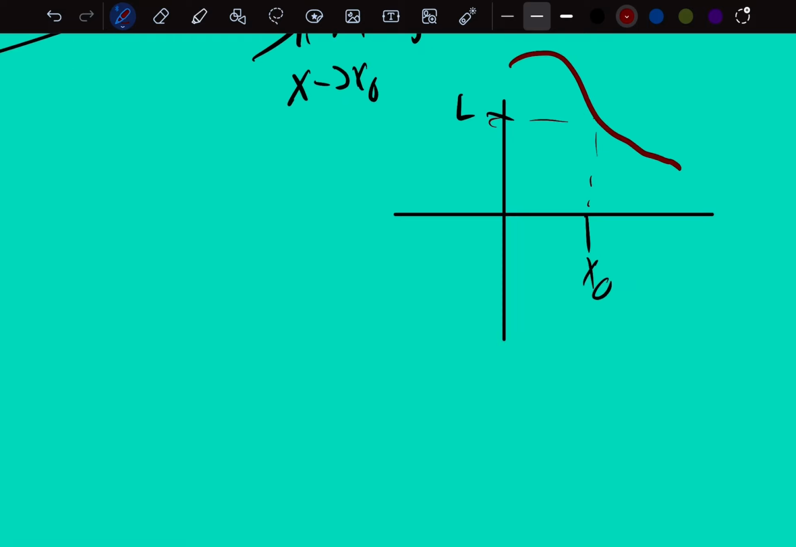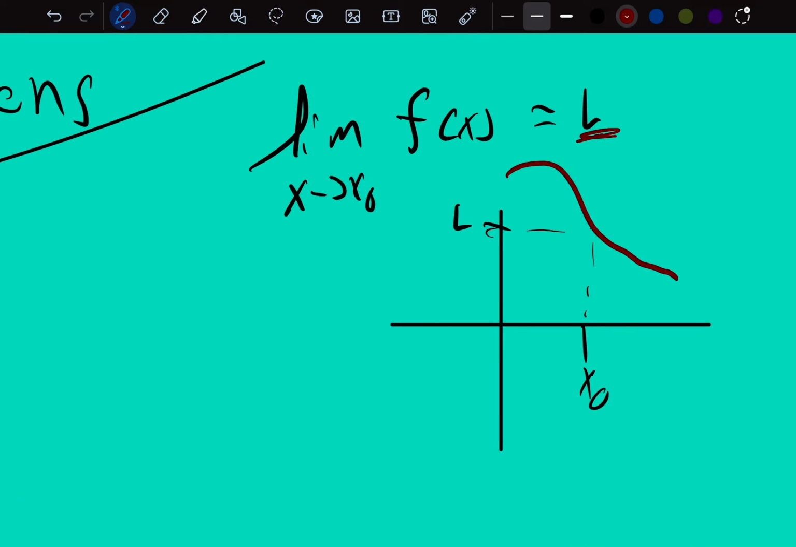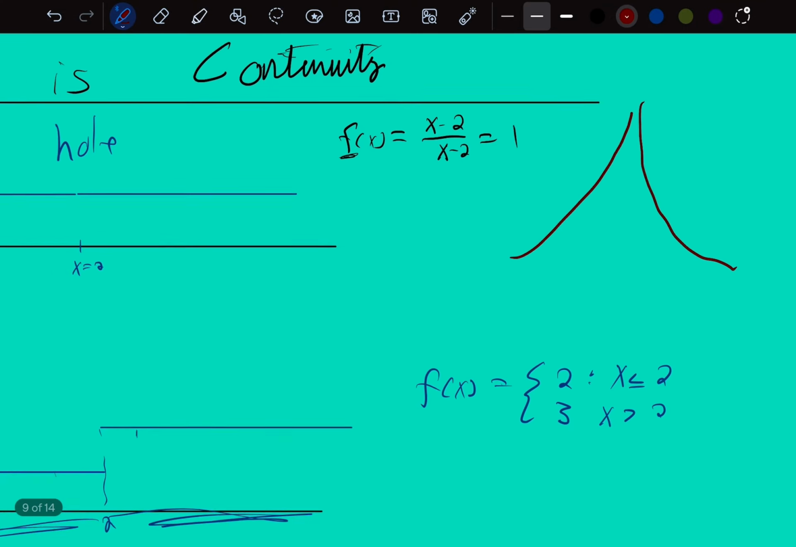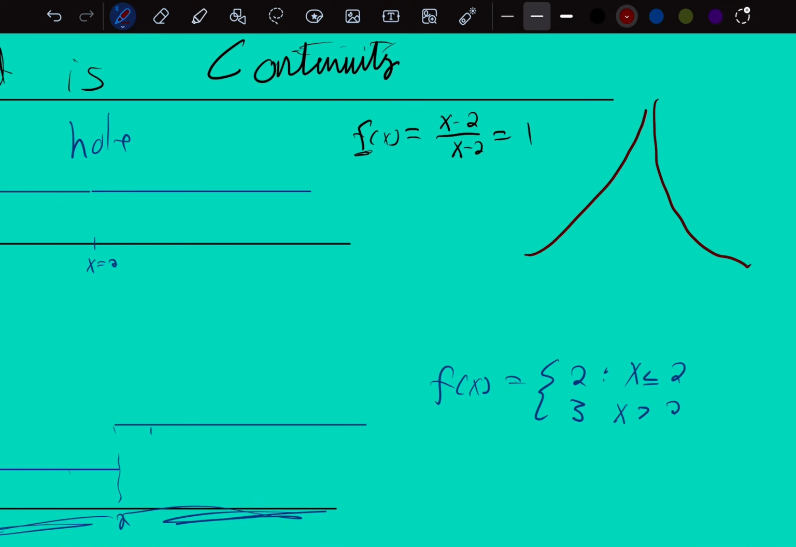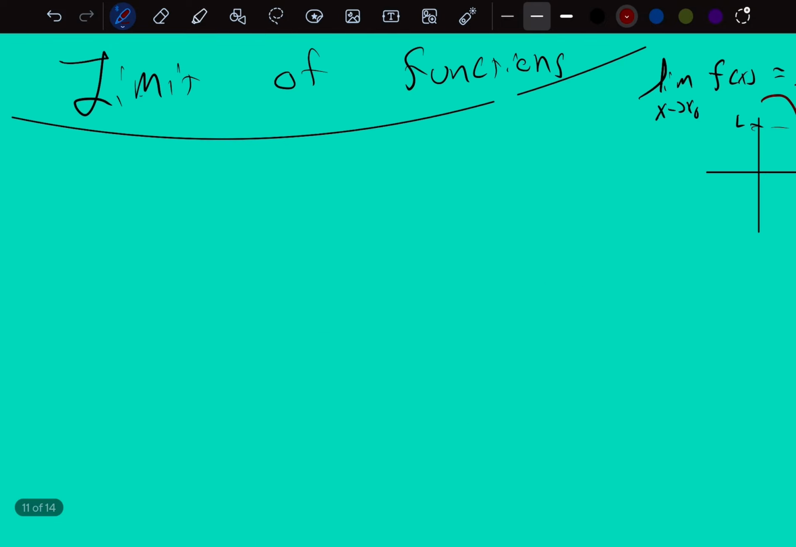There could actually be a hole here. That's why I say L and not f of x naught, because this might not be defined. The limit is defined here, but the function isn't. That'll come into play later.